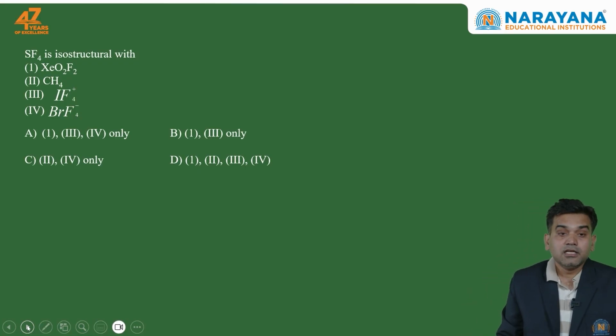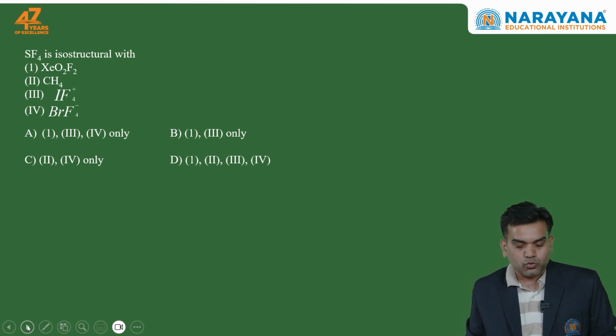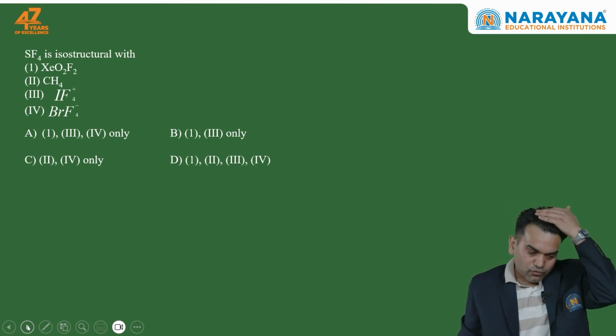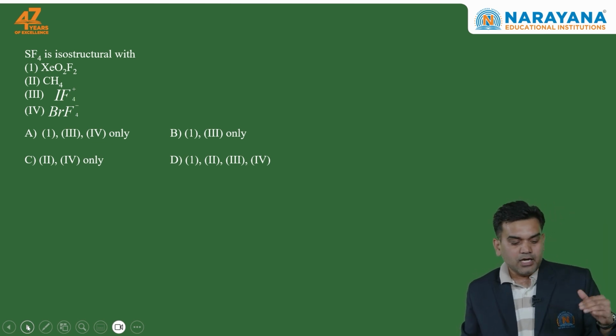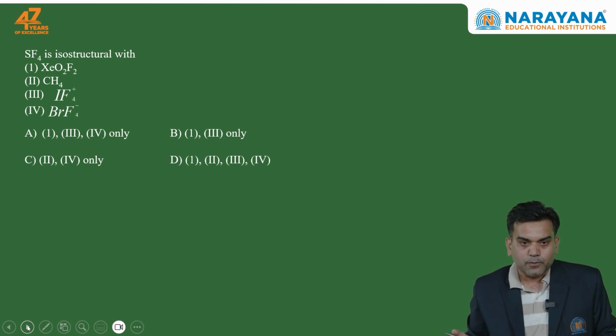This question is asking: SF4 is isostructural with which species? This question belongs to chemical bonding. So how can we do it? We can find out the hybridization or the shape of SF4 and relate it with the remaining options.